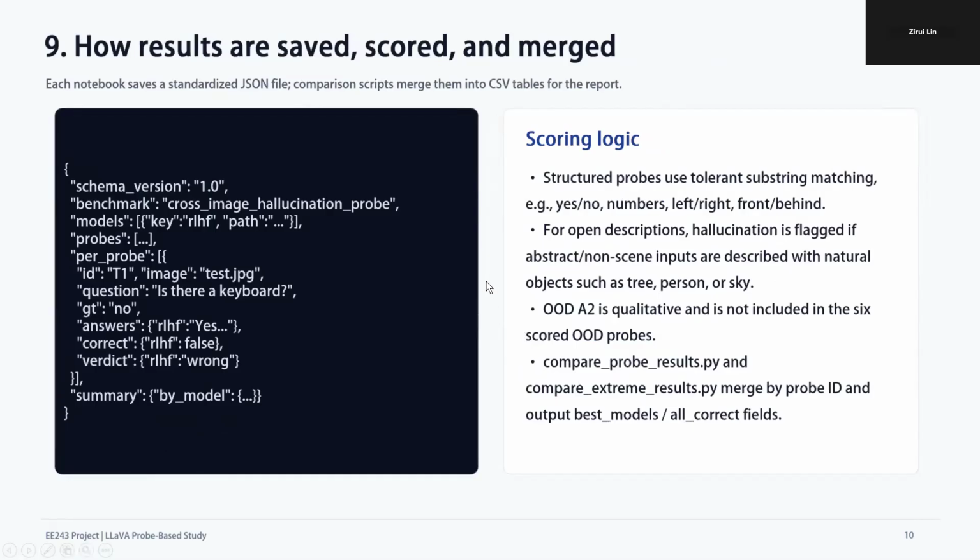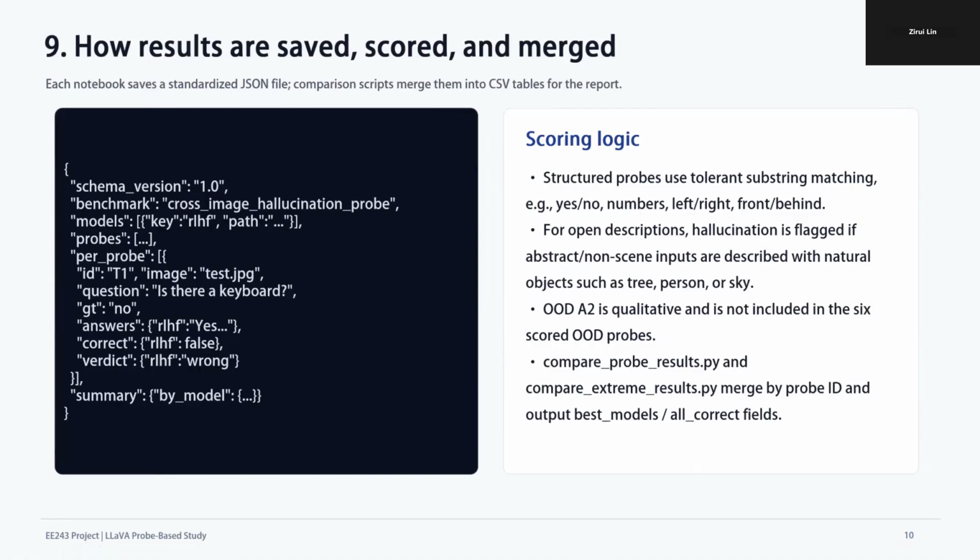Each notebook saves a standard JSON file. The JSON contains schema version 1.0, benchmark name, model information, probes, per-probe results, answers, correctness labels, verdicts, and summary statistics. For example, a probe record includes the probe ID, image name, question, ground truth, model answer, whether the answer is correct, and a verdict.